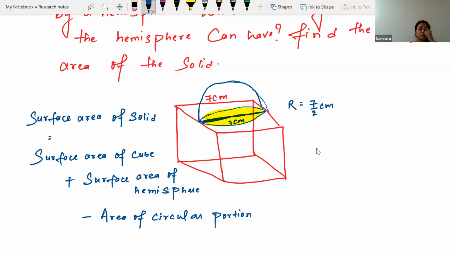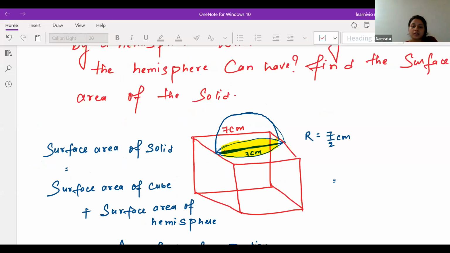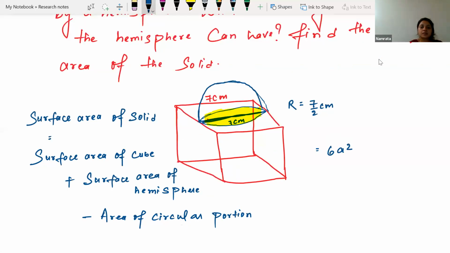What is the surface area of the cube formula? Do you know that? Is it 6a square? Yes, ma'am. 6a square plus surface area of hemisphere, only the curved surface area, okay? We are not going to talk about the total surface area of the hemisphere. So the surface area of the hemisphere will be 4 pi r square by 2, that will be 2 pi r square, minus the circular portion which is getting covered. We have to exclude that circular portion from the cube's area, because when we are painting everything, we will not paint that region. So minus pi r square.